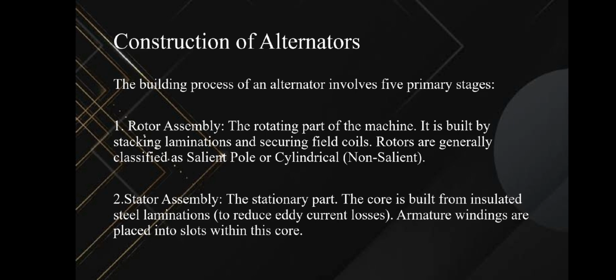Construction of alternators. The building process of alternators involves five primary stages. 1. Rotor assembly. The rotating part of the machine. It is built by stacking laminations and securing field coils. Rotors are generally classified as salient pole or cylindrical non-salient. 2. Stator assembly. The stationary part. The core is built from insulated steel laminations to reduce eddy current losses. Armature windings are placed into slots within this core.